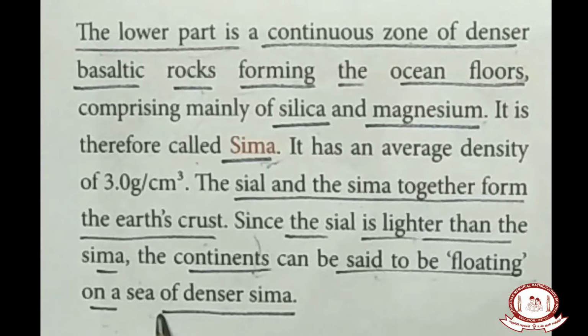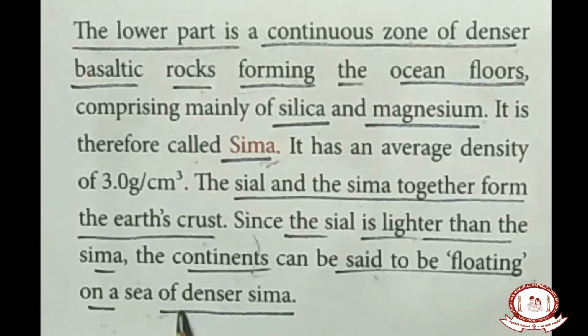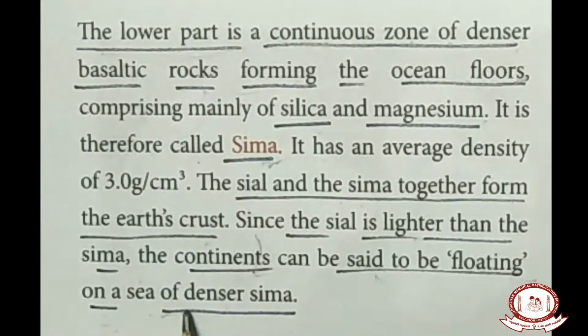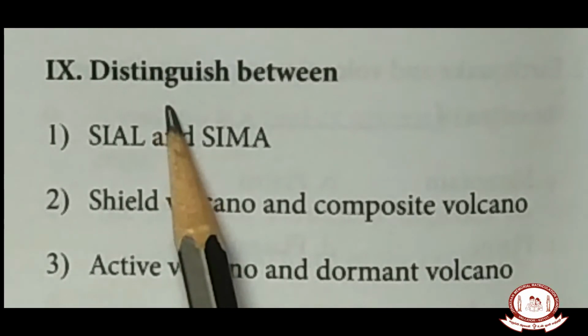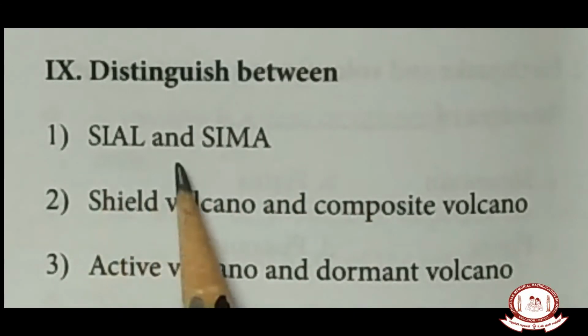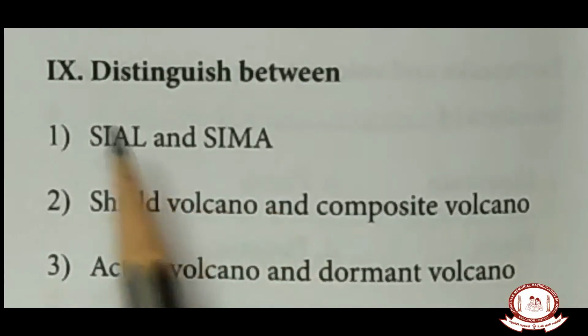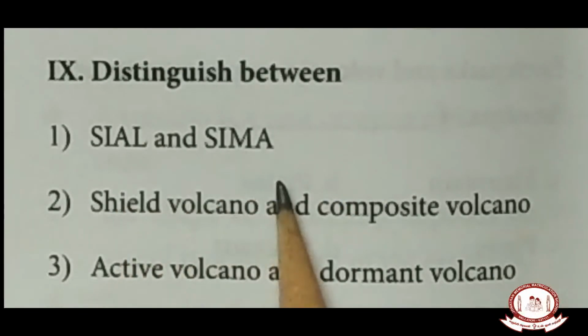Understood, children? Today we studied about Sial and Sima. What is Sial? Silicon and aluminium. What is Sima? Silicon and magnesium. Today I am going to give you one question from this portion. Children, go to your book back. Take Roman letter 9. Distinguish between Sial and Sima. Taken, children. It is given on page 164. Roman letter 9. Distinguish between Sial and Sima.